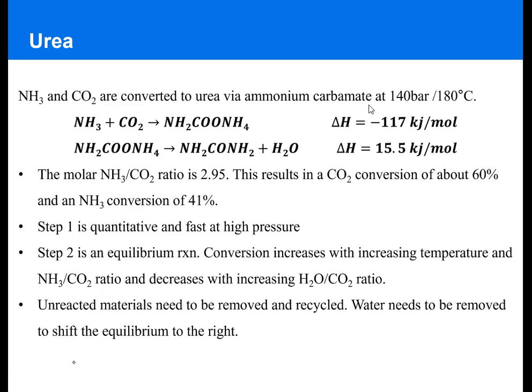The first and most commonly used type of fertilizer as a source of nitrogen is urea. And urea is industrially made by the reaction of ammonia with carbon dioxide at 14 bar and 180 degrees Celsius. This reaction takes place in two steps. The first step is the combination of ammonia with carbon dioxide to make the ammonium carbamate. And the second step is the decomposition of ammonium carbamate to urea and water.